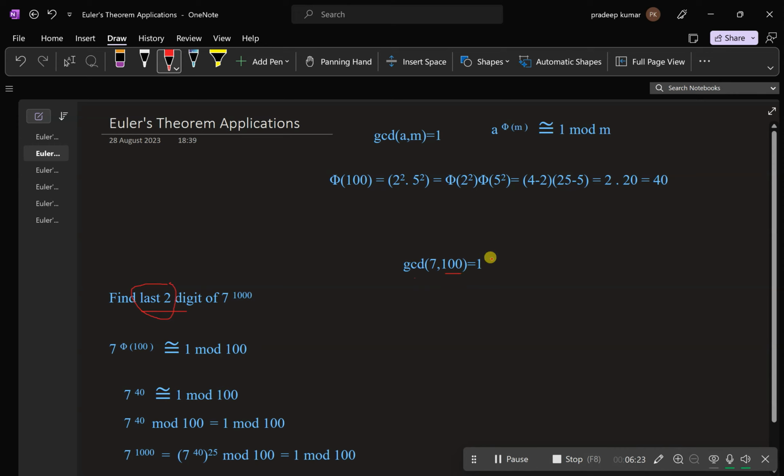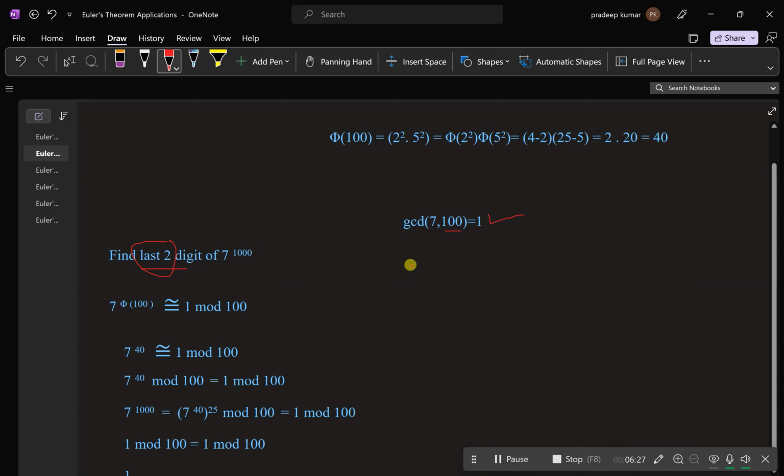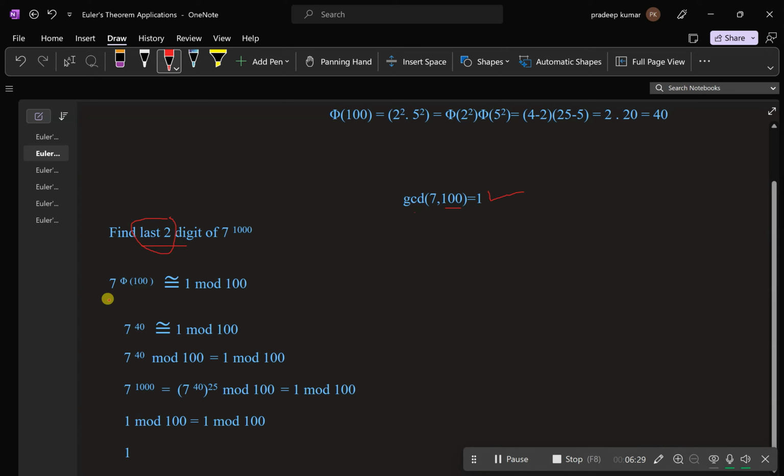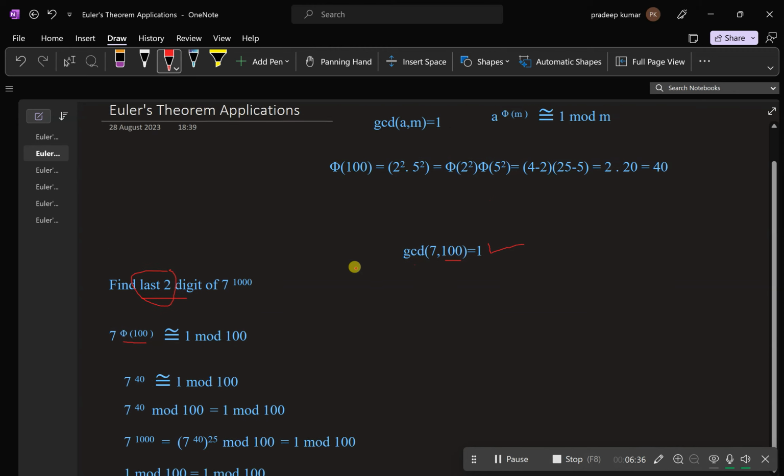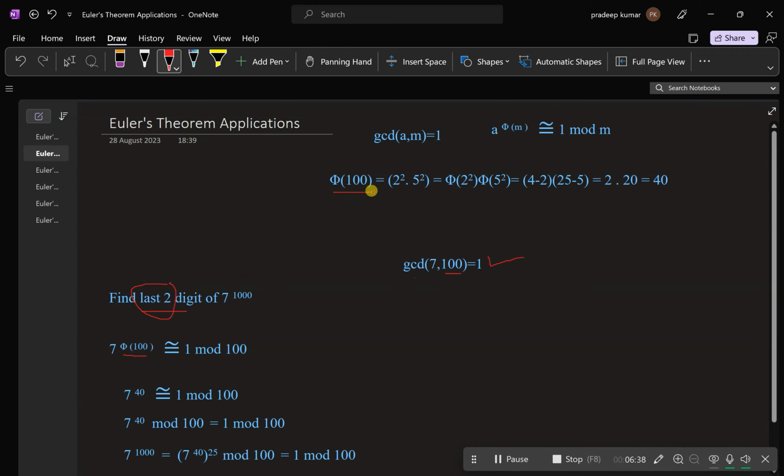So you can go ahead and check. This GCD of 7 and 100 will be 1. See here. So I'm substituting this. In place of A I have 7, in place of M I have 100. So I've substituted this. So how do we find out phi of 100? See, here we have done it. Phi of 100 I can write it like this. See, 2 square is 4, 5 square is 25. So 25 into 4 is 100, isn't it?